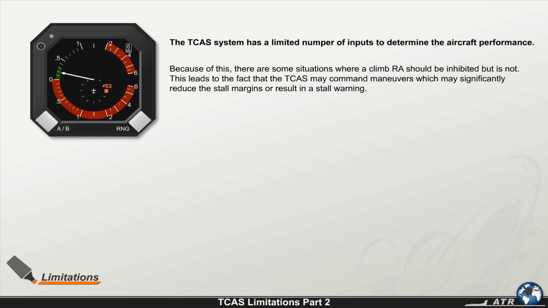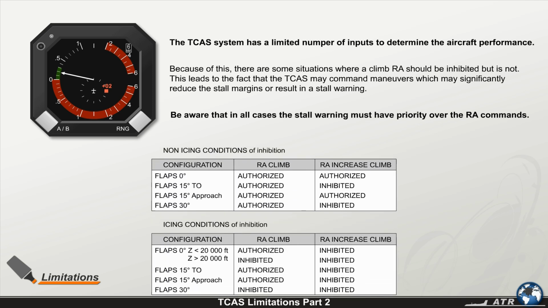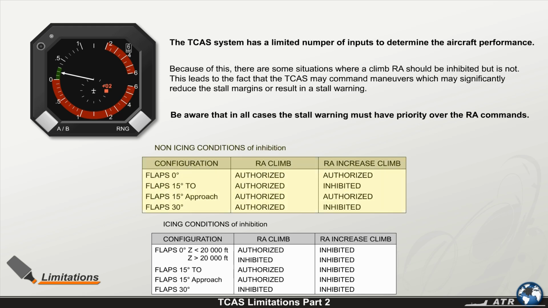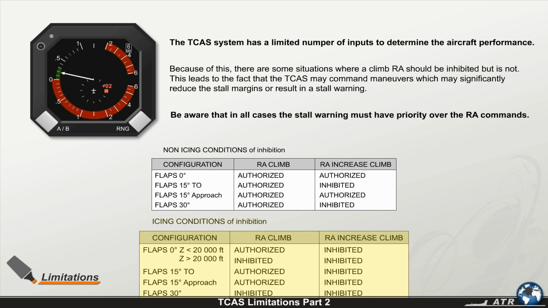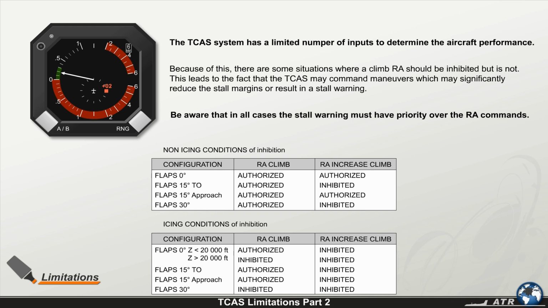The TCAS system has a limited number of inputs to determine aircraft performance. Because of this, there are some situations where climb resolution advisory should be inhibited but is not. This leads to the fact that the TCAS may command maneuvers that may significantly reduce the stall margins or result in a stall warning. Be aware that in all cases, the stall warning must have priority over the resolution advisory commands.